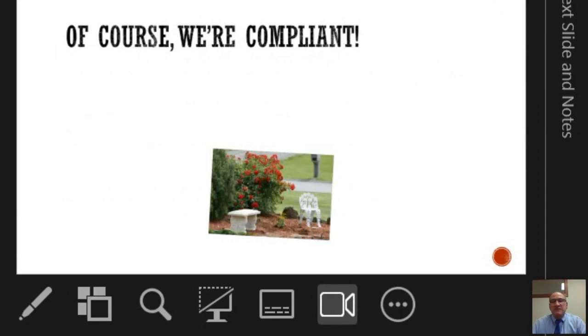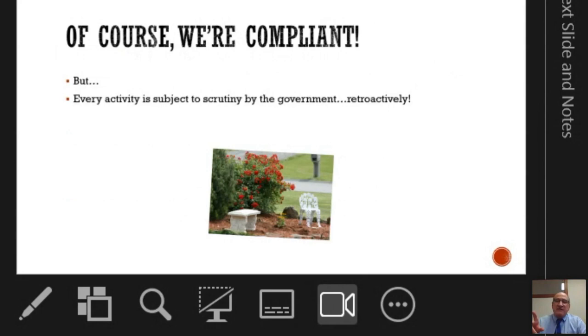Are we compliant? Is Medical Health Associates compliant? Of course we are. But we have to keep in mind that every activity that we do is subject to scrutiny retroactively by the government. They have the ability to look back and see if they agree with how we performed.